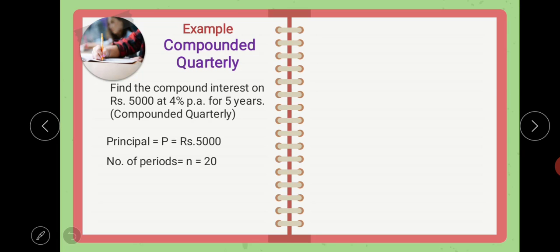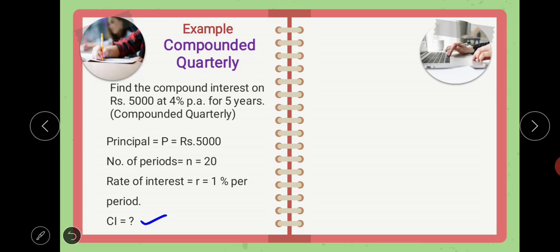Now the rate of interest. In this example, rate of interest is given 4% per annum, but the value of r we have to take here 4 divided by 4. It means the value of r will be 1% per period. So here r is 1% per quarter. And what we have to calculate here? Compound interest.